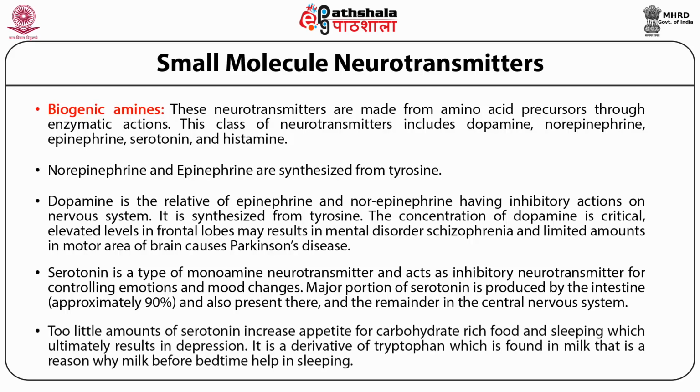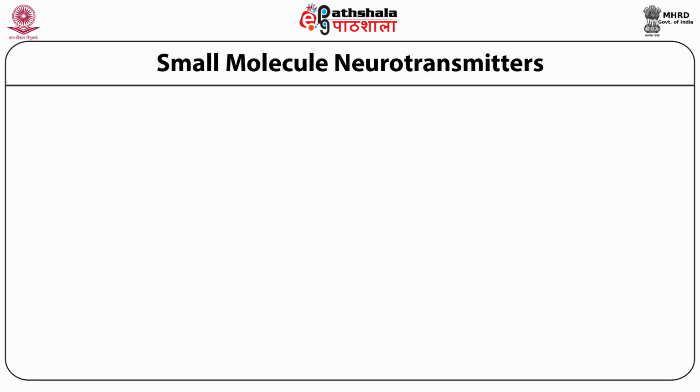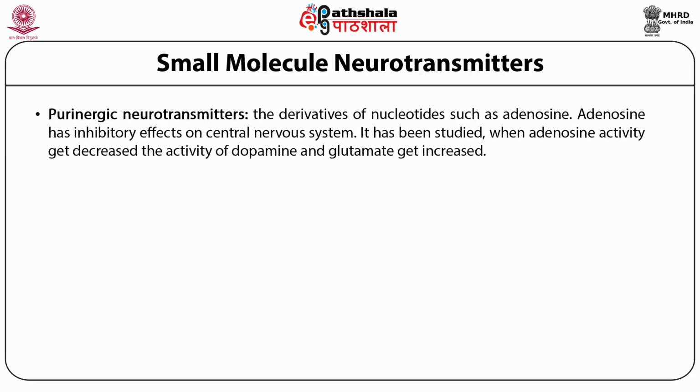Too little serotonin increases appetite for carbohydrate-rich food and sleeping, which ultimately results in depression. It is a derivative of tryptophan, which is found in milk, and that is a reason why milk before bedtime helps in sleeping. Purinergic neurotransmitters are the derivatives of nucleotides such as adenosine. Adenosine has an inhibitory effect on the central nervous system.